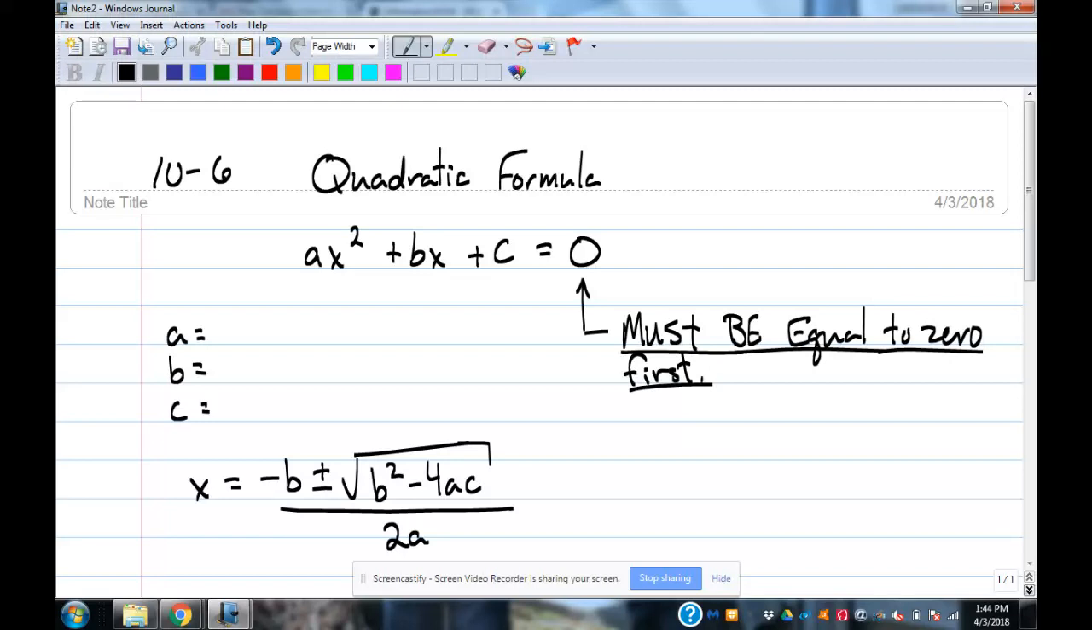x equals negative b plus or minus radical b squared minus 4ac divided by 2a. Everybody join in, one more time.